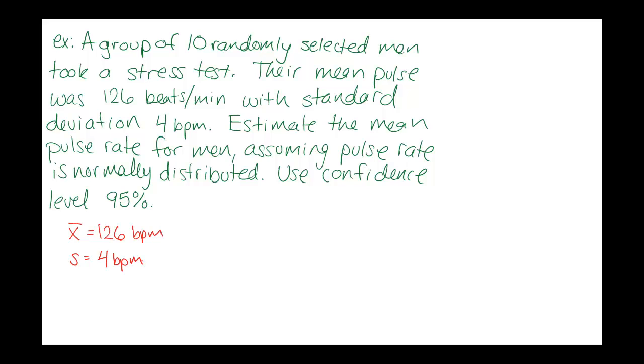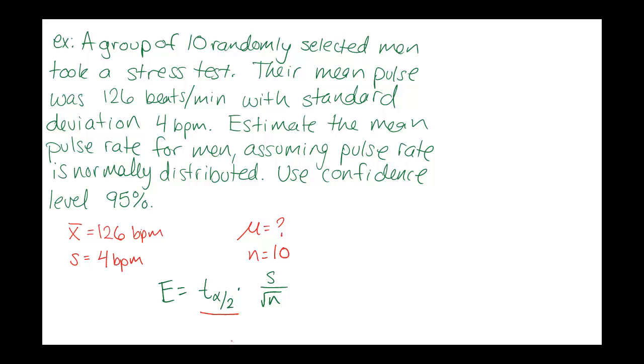Notice we don't know what the standard deviation of the whole population is. That's not information that we're given. So what we want to estimate is the population mean. What is the pulse rate for all men if they took this stress test? And we're going to use a confidence level of 95%. So just like before, we want to compute our margin of error. Now most of this information we already have. The little s would be 4. N is the number of people in the sample, which was 10 in this case. So the only thing we have to determine is this critical value.